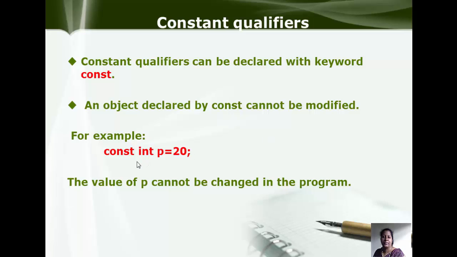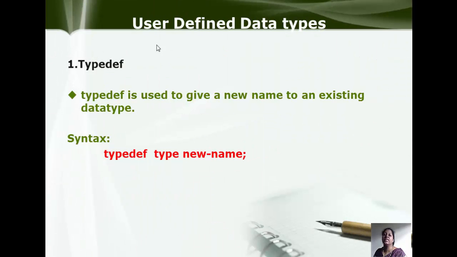And the next data type is called user defined data types. You have two user defined data types. The first one is called typedef and the second is called enumeration. We shall now see the first user defined data type, which is typedef.